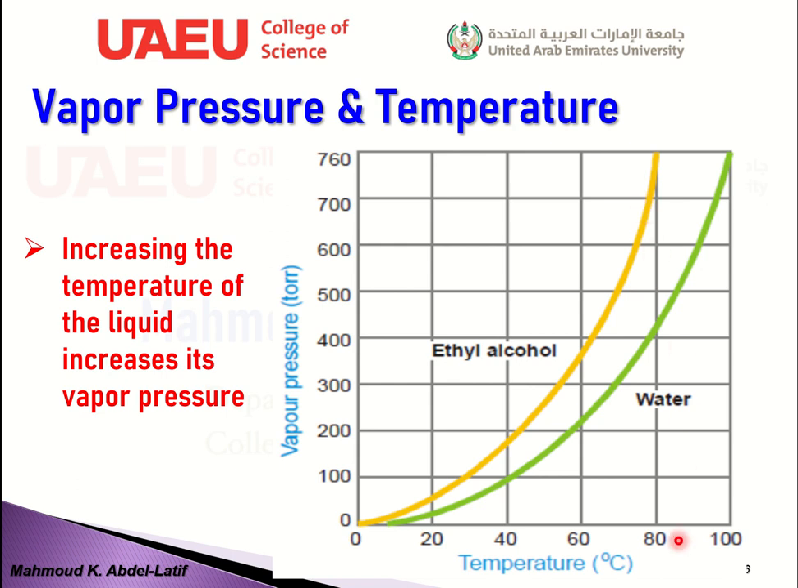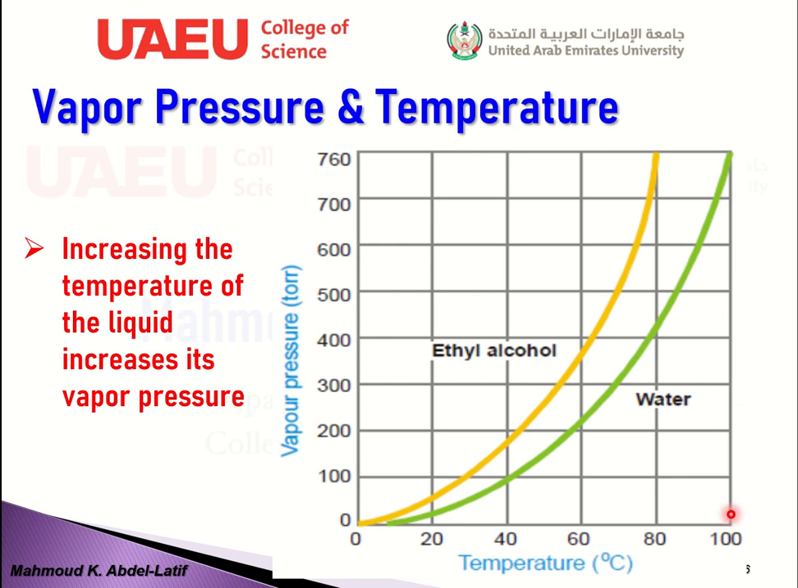If you would like to define the boiling point of any solvent, the normal boiling point is the temperature at which the vapor pressure of the solvent equals the atmospheric pressure. So at the value of atmospheric pressure, just draw a line parallel to the x-axis, and once it intersects with the curves, this is the normal boiling point of ethanol, which is 80, and this is the normal boiling point of water, which is 100.